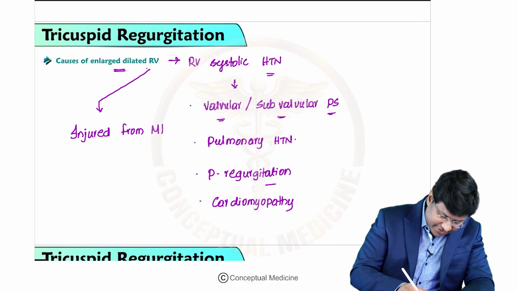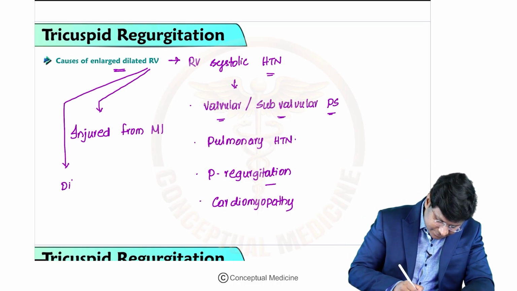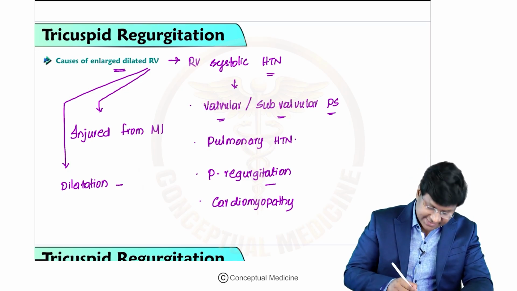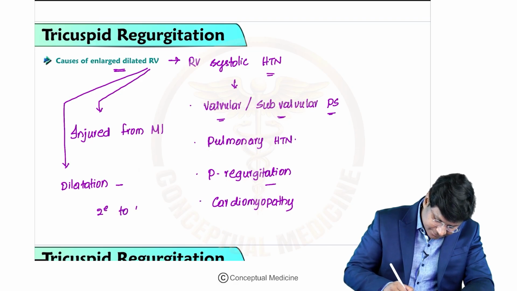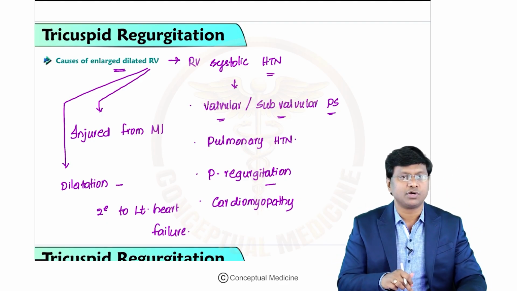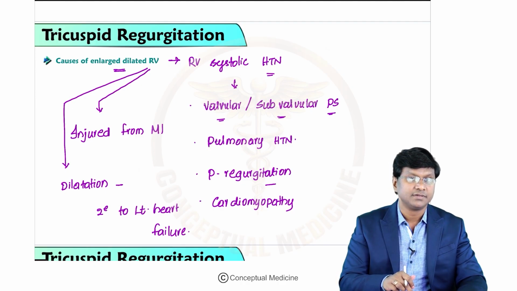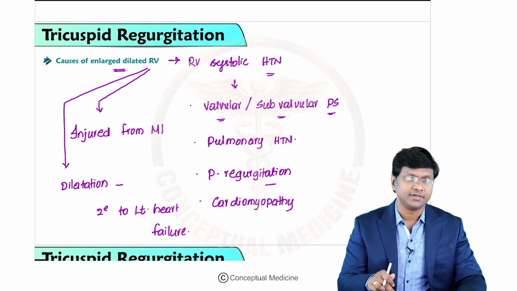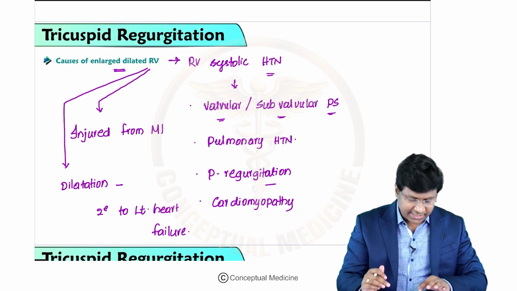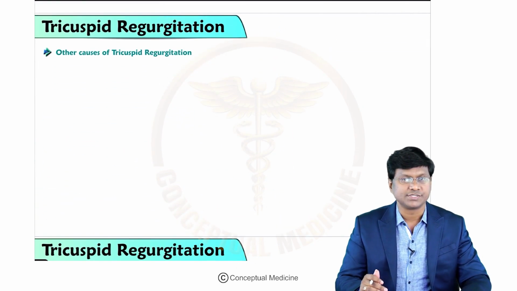Okay, and this right ventricular dilatation often occurs secondary to left heart failure. So these are all the causes of the enlarged, dilated right ventricle, and that can predispose the individual to develop tricuspid regurgitation. Now, apart from that, what are the other causes?